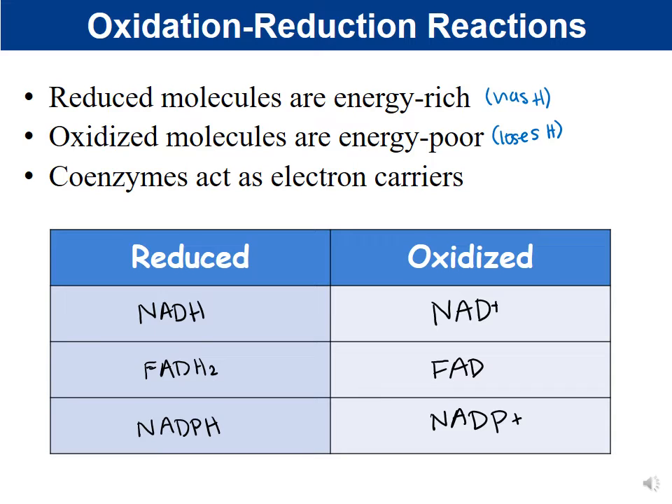So the reduced forms are the ones that are energy rich. And the reason for that is that you're going to see in a little bit that when those electron carriers take those electrons to the electron transport chain, they're going to drop off electrons there. That is where the bulk of the ATP comes from. So that's why these reduced carriers, these electron carriers that have their electrons, are considered energy rich, because when they drop off those electrons, they are going to be used to produce ATP.